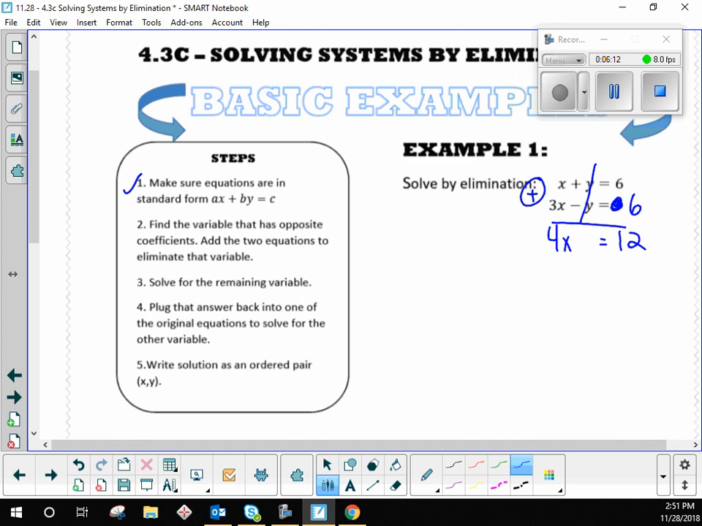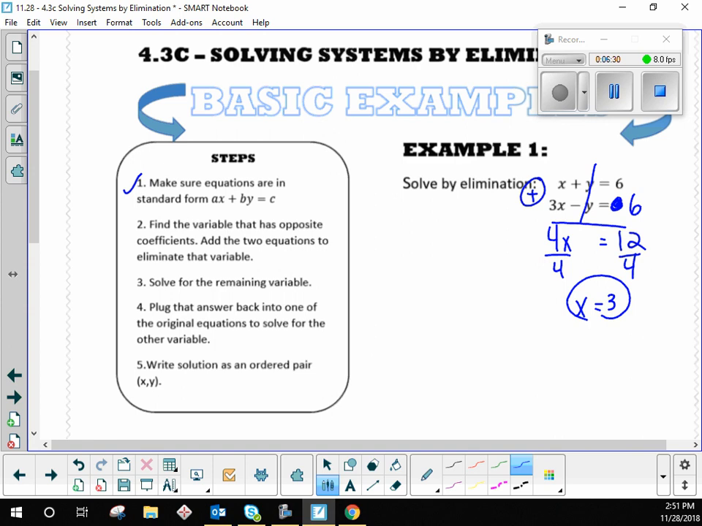How many variables are in that equation that I have now? 4x equals 12. Just one. And I can solve for that. Now that's easy because there's just one variable. What do you do to both sides? Divide by 4. So x equals 3.